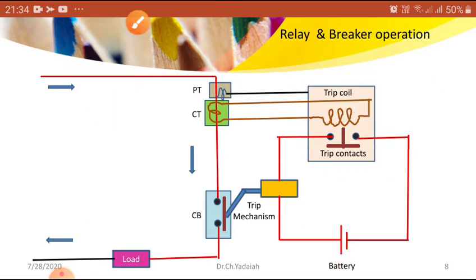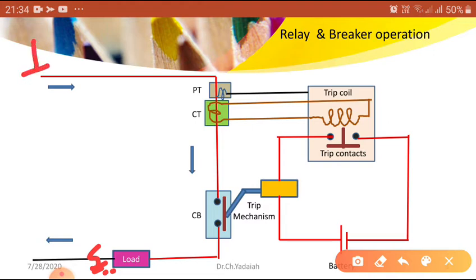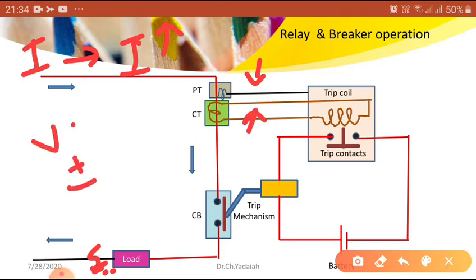Suppose here at the load a short circuit occurred, some wire fallen on the ground. Now instead of the normal current I, the current increases to a very high value. Once the current increases, the voltage decreases. Now the voltage value and current value have changed.